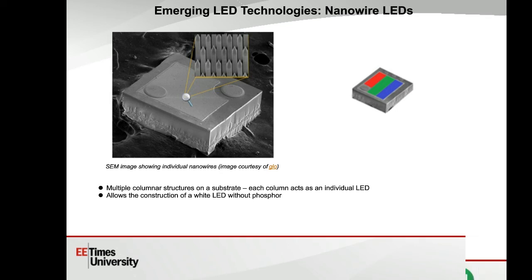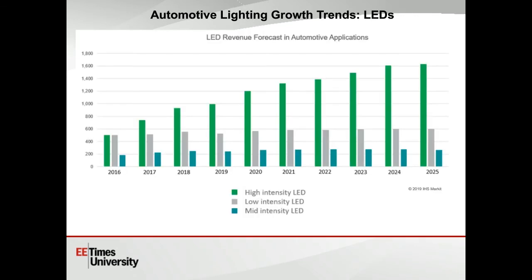So you might say, well, okay, so what's the market look like for some of these growth trends? Well, this is an IHS Markit slide showing growth trends over the next several years, with the forecast going out to 2025. You can see here we divided it into three sections: high, low, and medium intensity LEDs. Broadly corresponding to high, of course, would be front headlamps. Low would be interior, and then mid would be rear lights and other non-headlamp exterior applications.